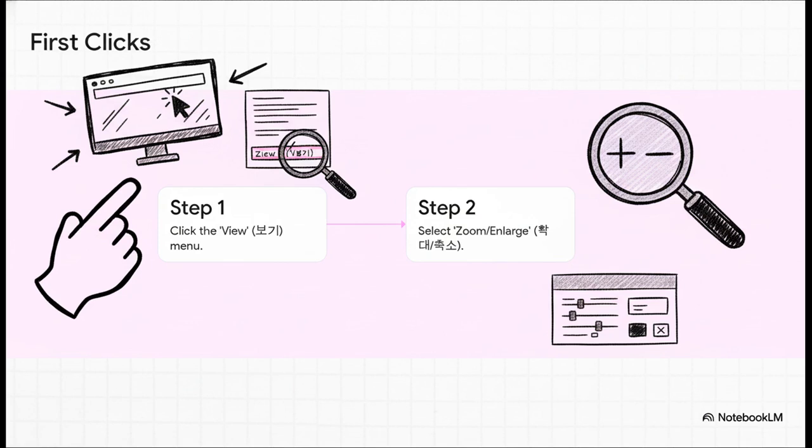Super easy. First, you're just going to go up to the main menu bar at the top of your screen and click on View, or Boogie if you're using the Korean interface. Then from that little drop-down menu that pops up, just find and select Zoom/Enlarge, which is labeled Hwakdae Chukso. And that's it. That click is going to open up the exact control panel we need.